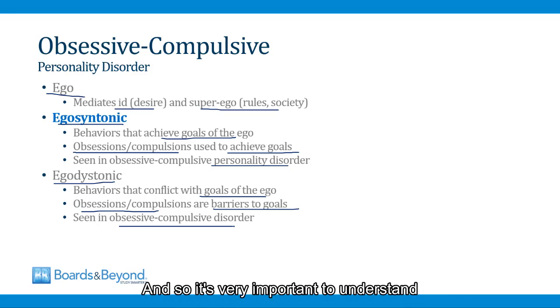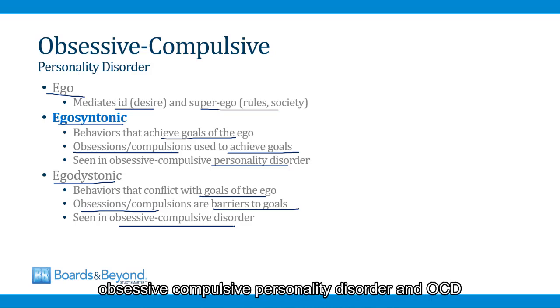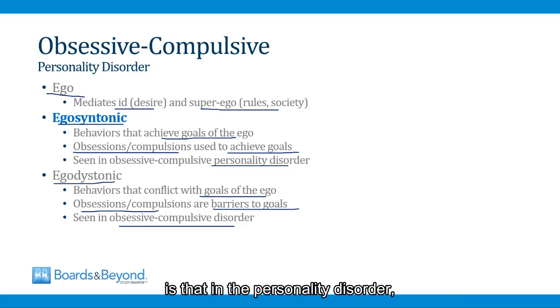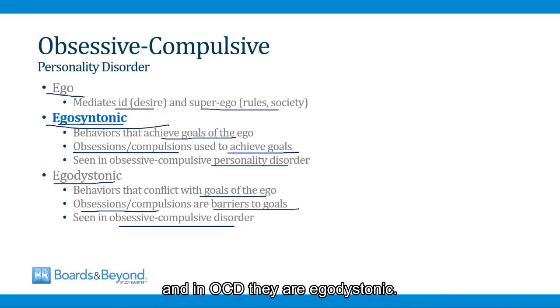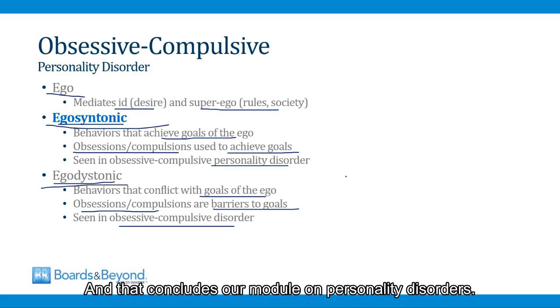And so it's very important to understand that the difference between obsessive-compulsive personality disorder and OCD is that in the personality disorder, the obsessions and compulsions are ego-syntonic, and in OCD, they are ego-dystonic. And that concludes our module on personality disorders.